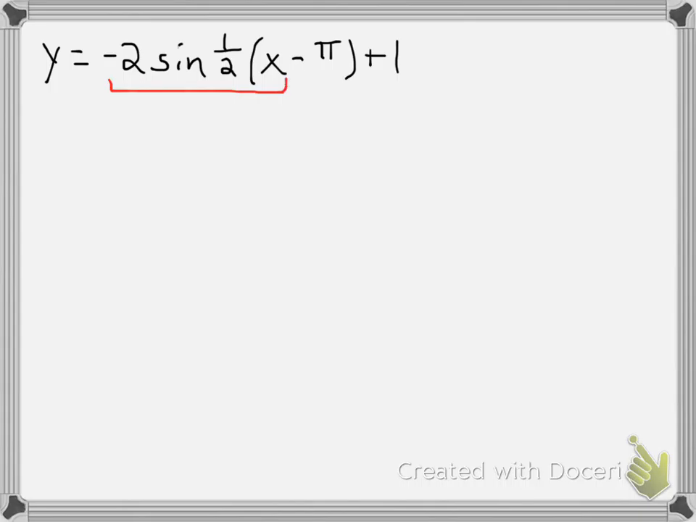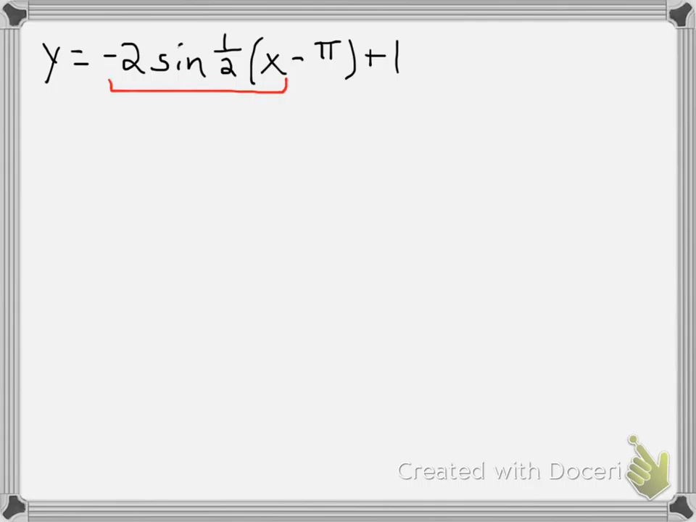So anyways, let's look at y equals negative 2 sine of, I don't know, 1/2 x minus pi, plus 1. So what we need to do is focus first on this negative 2 sine of 1/2 x, because that's something we can easily graph just by doing our flip it, sketch it, label it.